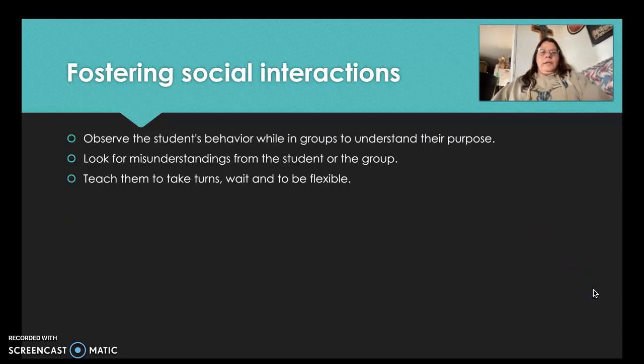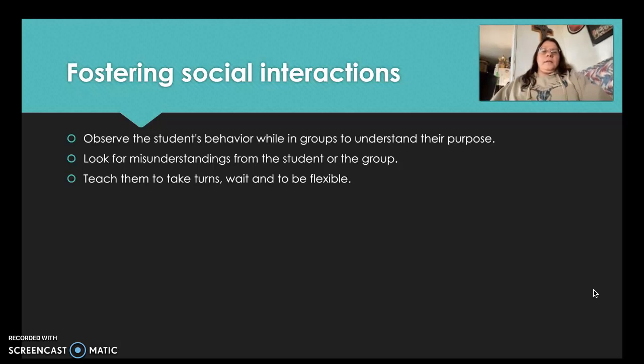We can foster social interactions. We can observe their behaviors while they're in groups to understand their purpose. Maybe help give them cues as to what's going on, or speak with the student while they're in group. And then we can look for misunderstandings from the students or the group that they're in and help foster new ideas and ways that they can go on throughout their day and work with other people.